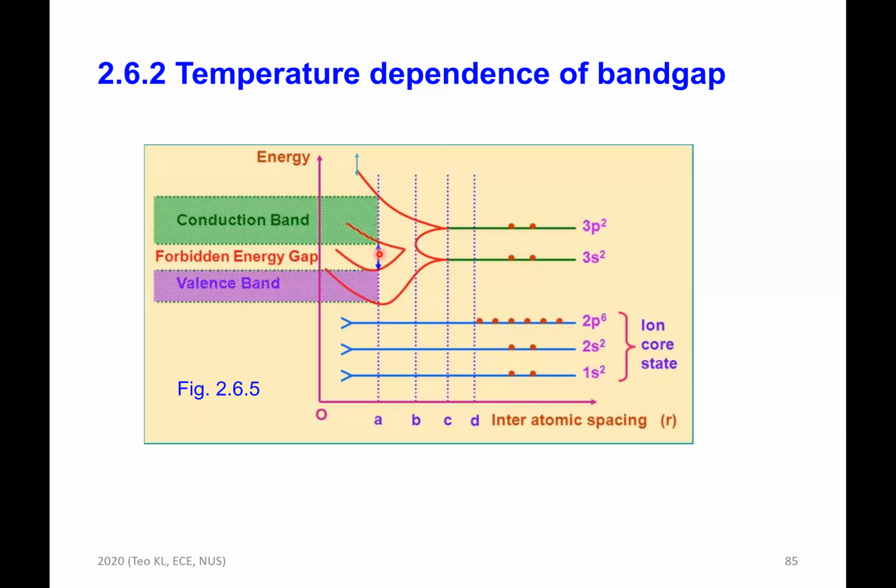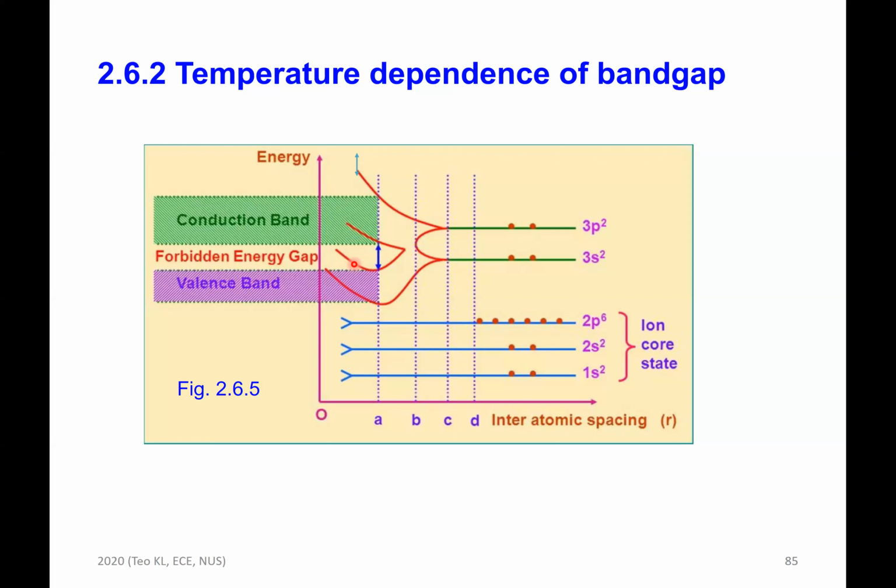Essentially, you can think of it this way. You need thermal energy to increase the atomic vibration, and therefore your atomic spacing increases. This is a plot of interatomic spacing related to energy. As your interatomic spacing increases, you move towards the right, and therefore your band gap decreases. Another way to look at it is, if you decrease the temperature, you contract the crystal lattice, so you are strengthening the interatomic bond. Therefore, moving in this direction, the energy gap increases.